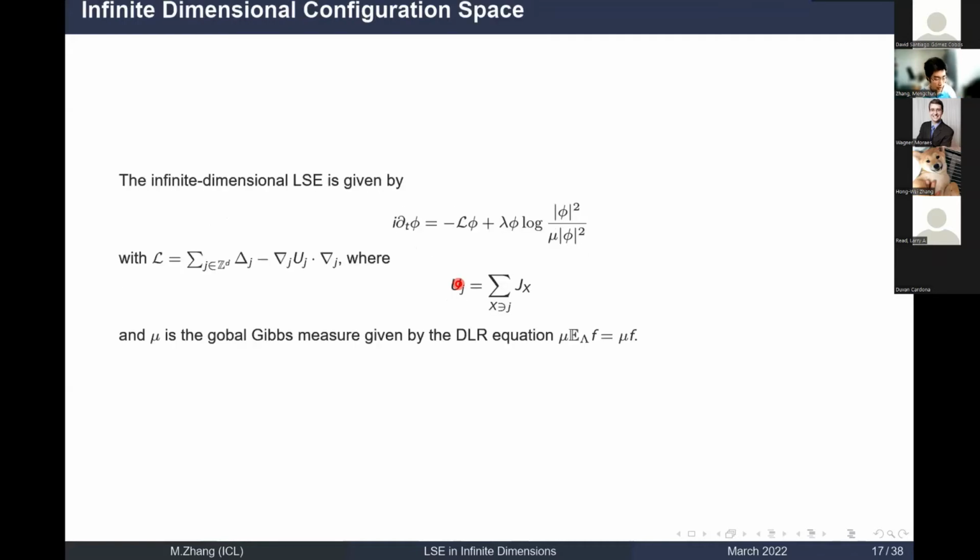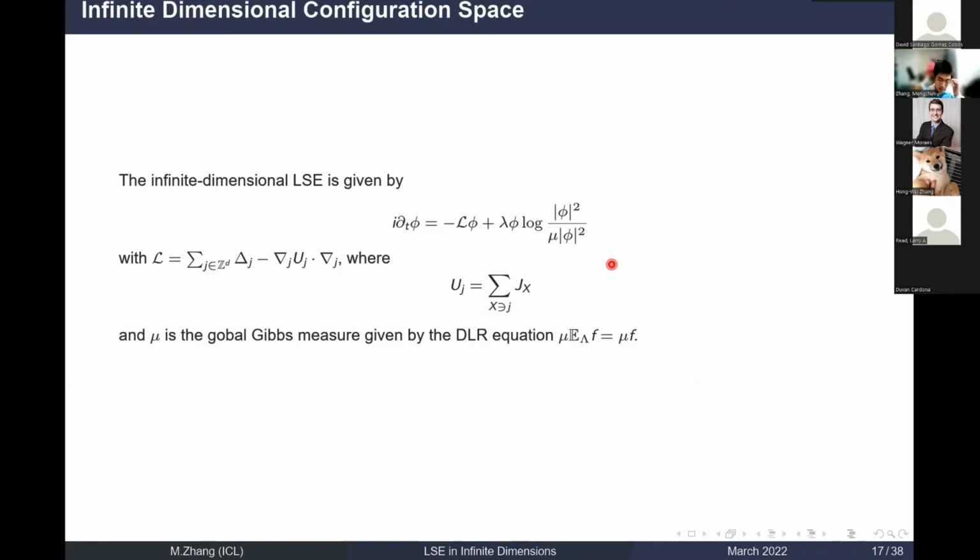So basically you have something like this. All right. So this time L is a kind of global operator, which acts on every single site in the lattice, and U_j is simply the potential at j. And mu is a global Gibbs measure I just showed you before, which satisfies this DLR equation.